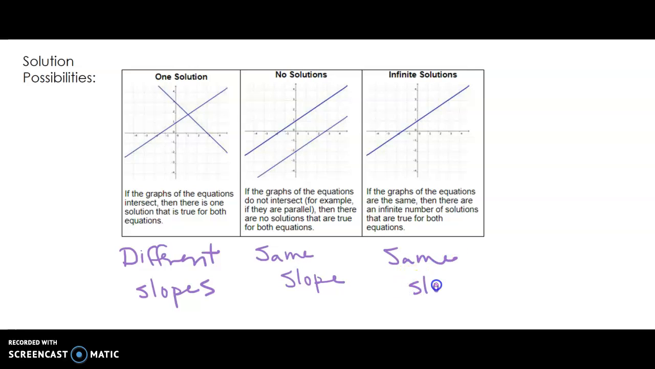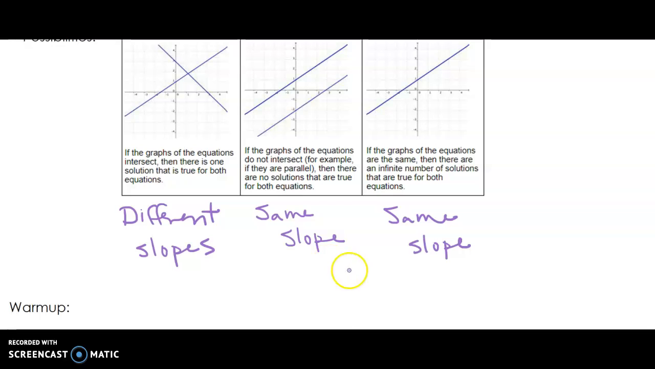So how are we supposed to determine whether a system of equations has no solutions or infinite solutions? Exactly. We are looking at the y-intercepts, and we see that when our system has no solutions, our lines have different y-intercepts. But when we have infinite solutions, it's the same line. They have the same slope, and they have the same y-intercept.